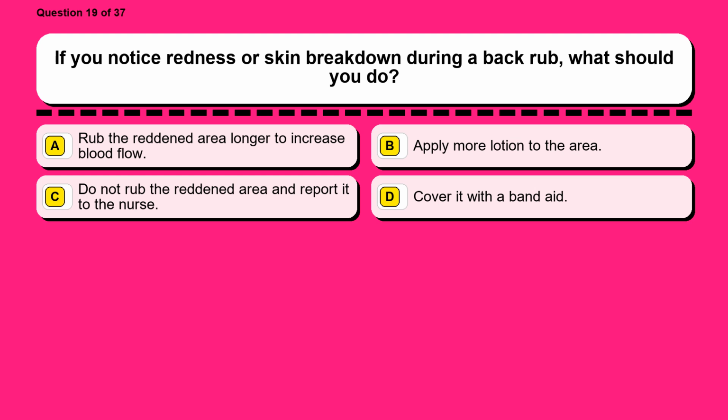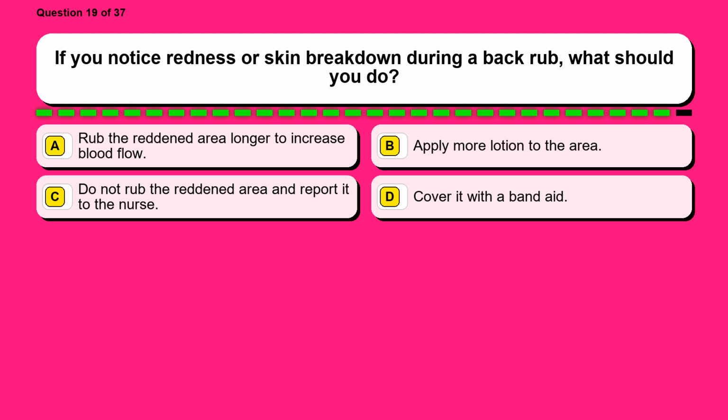Question 19. If you notice redness or skin breakdown during a back rub, what should you do? Option A, rub the reddened area longer to increase blood flow. Option B, apply more lotion to the area. Option C, do not rub the reddened area and report it to the nurse. Option D, cover it with a band-aid.